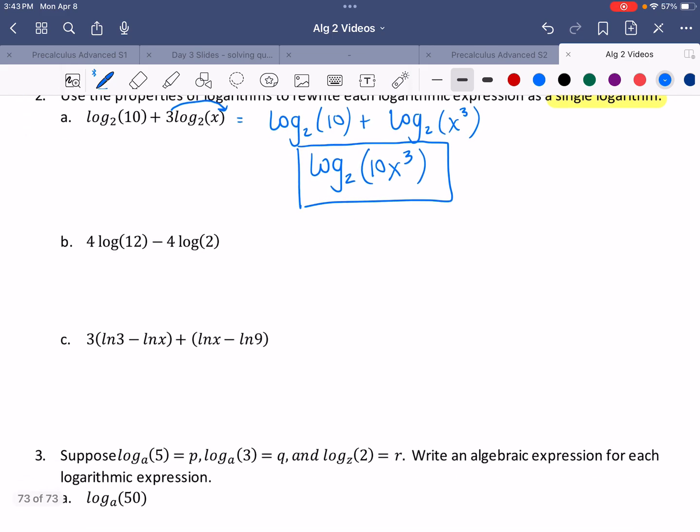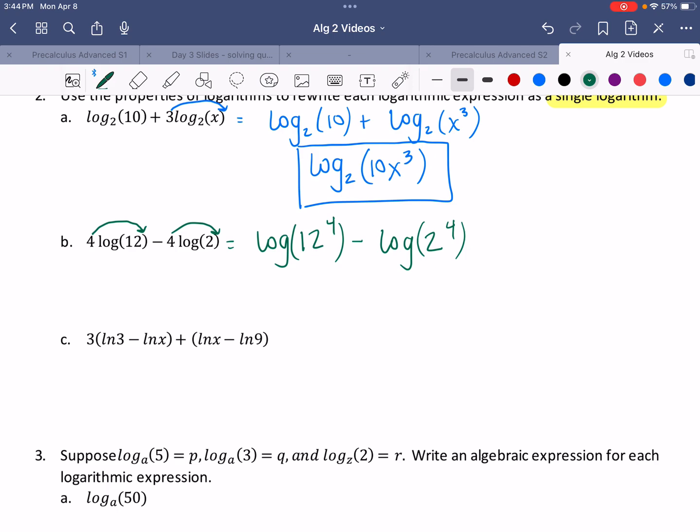Ooh, the next one only has numbers, but that's okay. It looks like no base is typed, so I know that's a common log with a base of 10. Still, same process. I'm going to go ahead and start with exponents on both here. So I have the log of 12 to the 4th power minus the log of 2 to the 4th power. And you can use parentheses again if it helps you keep everything separate.